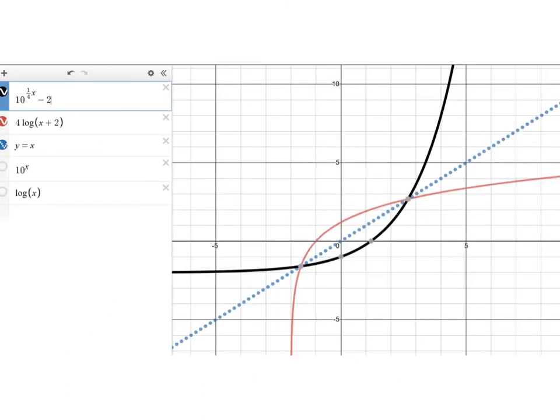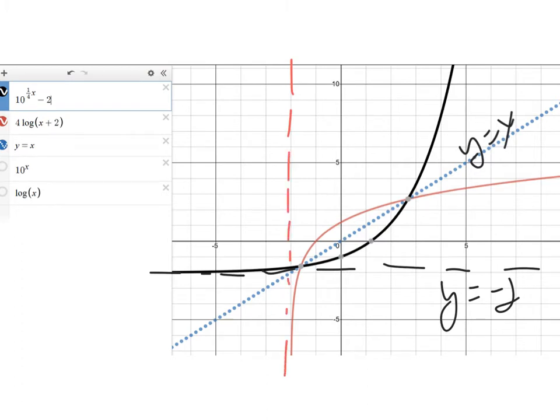Here's the... So I graphed on Desmos. I went out and I graphed this, and you can see here's the line y equals x. And yeah, we can see that these are inverses, right? Notice that this has a horizontal asymptote of y equals -2. Notice that this has a vertical asymptote of x equals 2.